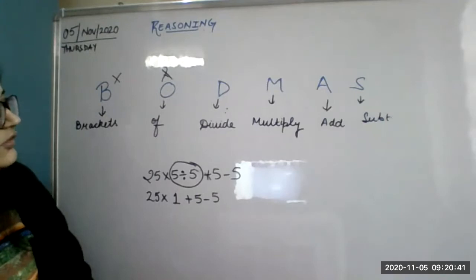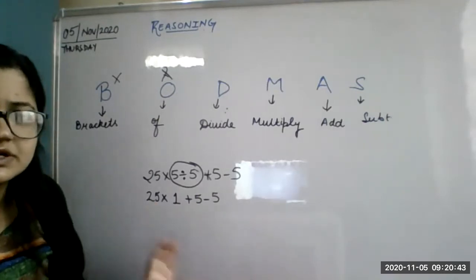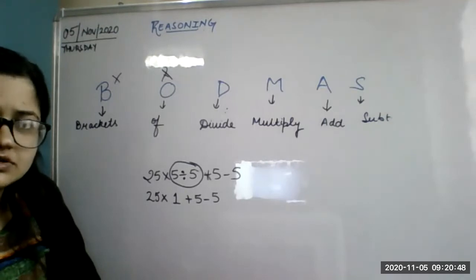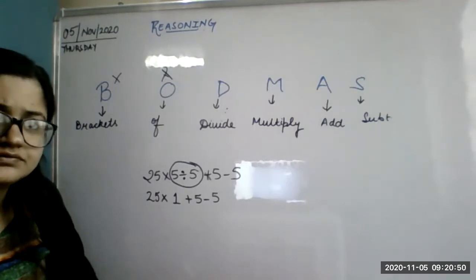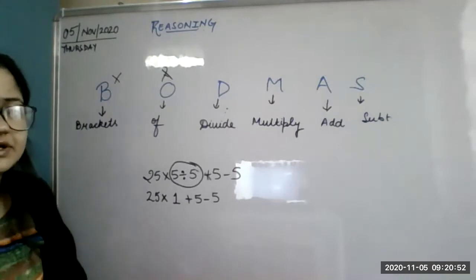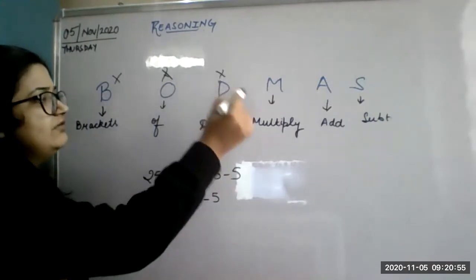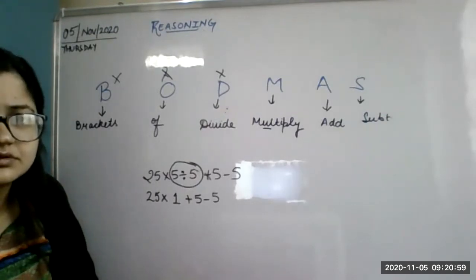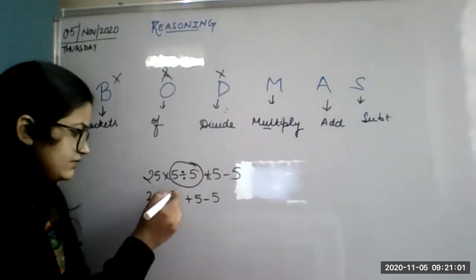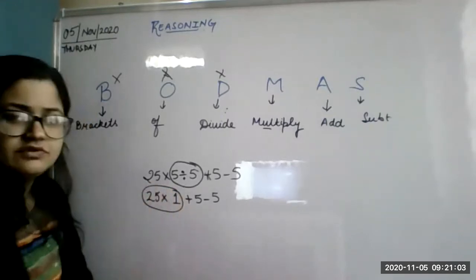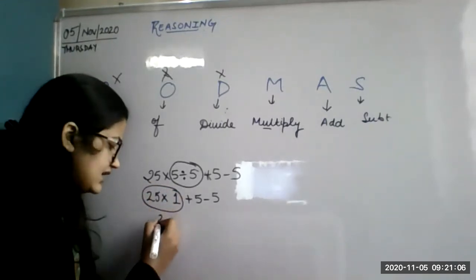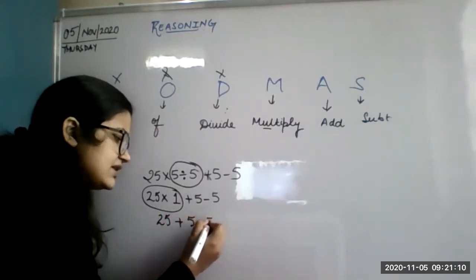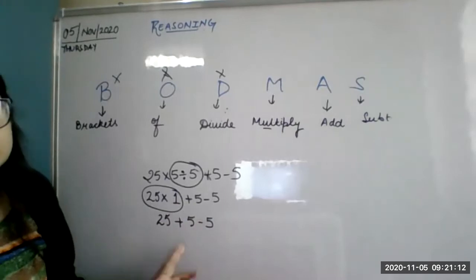Okay. Now, is there any divide left in this equation? No, ma'am, there is no divide. Now, if there is no divide, we will choose the next, multiply. Is there any multiply here? Yes, ma'am. It is here, so we are going to solve this. 25 ones are 25, and the rest of the numbers are going to be the same.